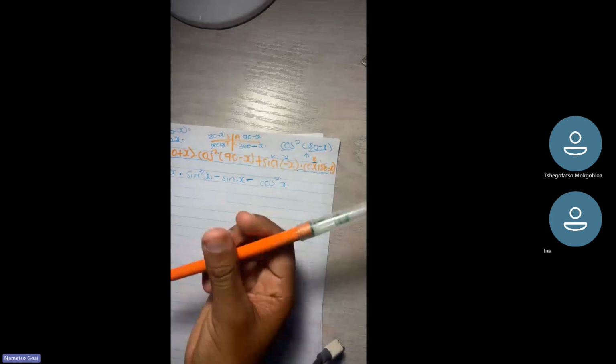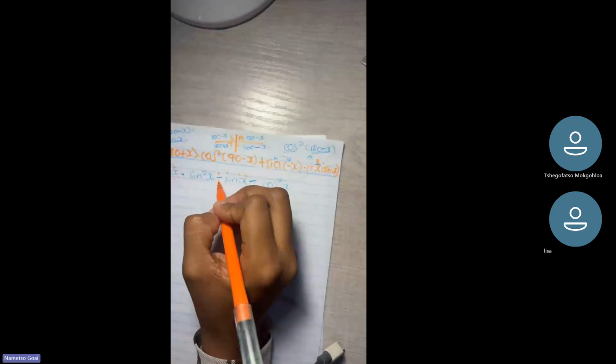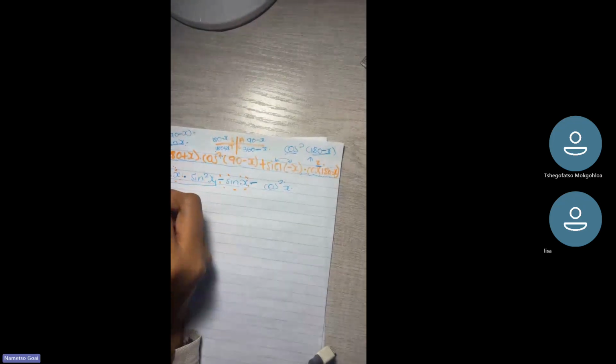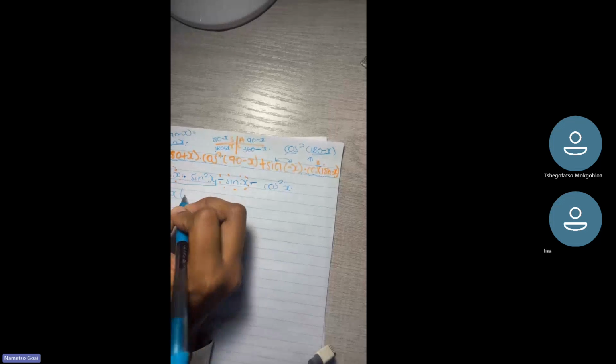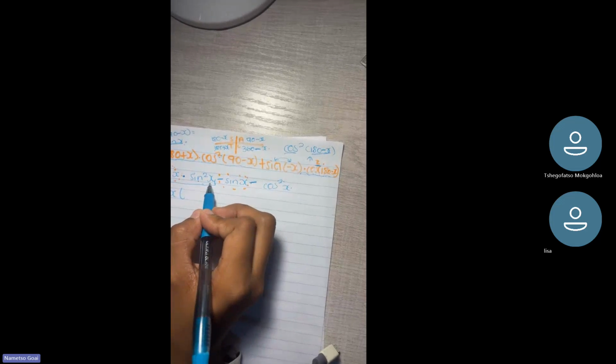Now, as we observe further, trying to simplify, we realize that we have a common factor amongst the two terms. We have a minus sine x over here, and a minus sine x over here. So what can we do now? We can remove this minus sine x as a common factor. If we remove the minus sine x from here, we're going to have minus sine x, right? If we remove it from here, what are we left with? We're only left with the sine squared x, right?